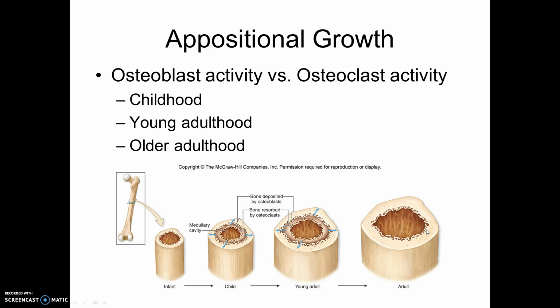So in childhood, you can sort of rate the level of activity of osteoblasts versus osteoclasts. In childhood, the osteoblast activity is greater than the osteoclast activity. Then in young adulthood, they're about equal. And then in older adulthood, you can see the osteoclast activity has caught up here with the compact bone. So the osteoclast activity is now outpacing the osteoblast activity. So again, this is hormonally controlled through life, which we'll talk about in a couple of slides.